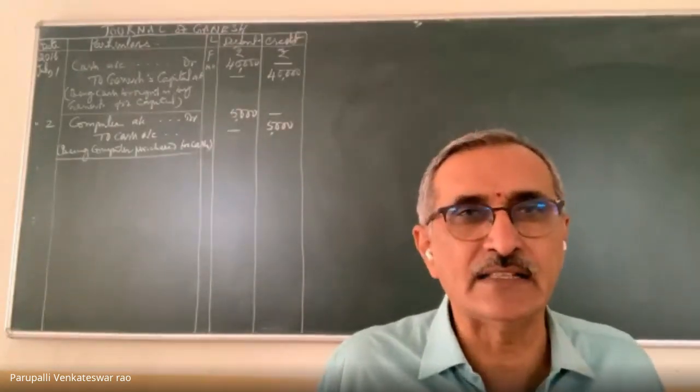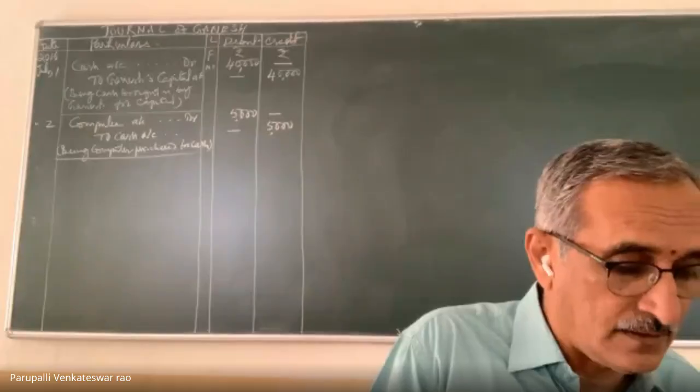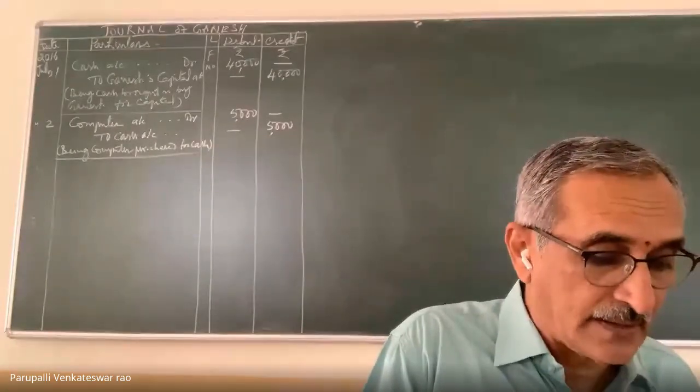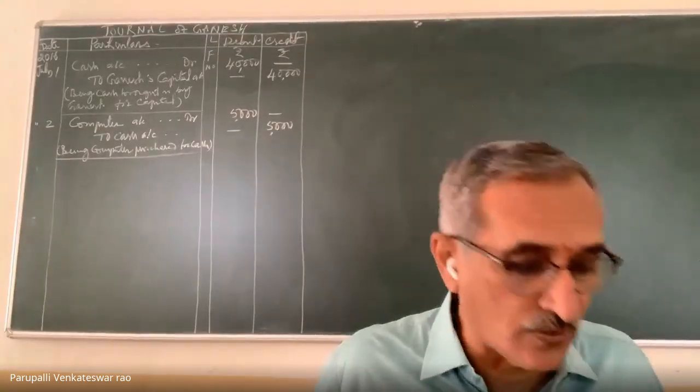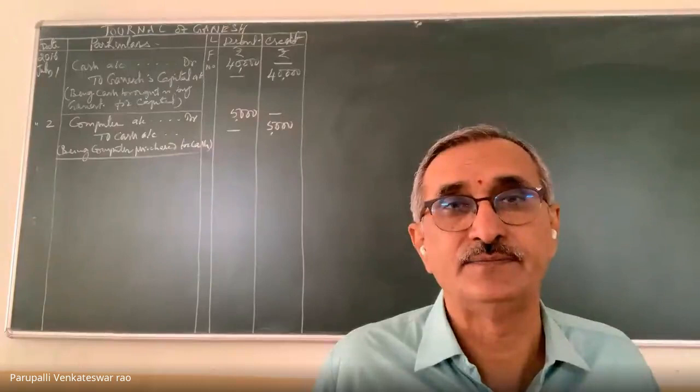So now the entry is cash account debit, to sales of goods. Sale of goods. Cash account debit and sales account credit. Write it: cash account debit, 8,000. Write it down.